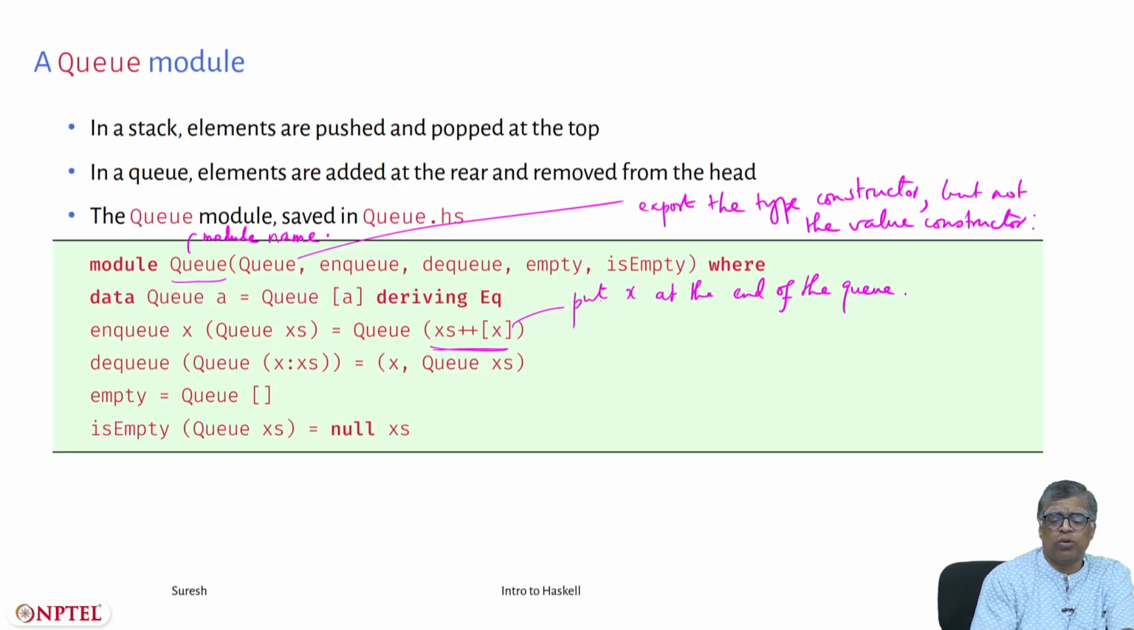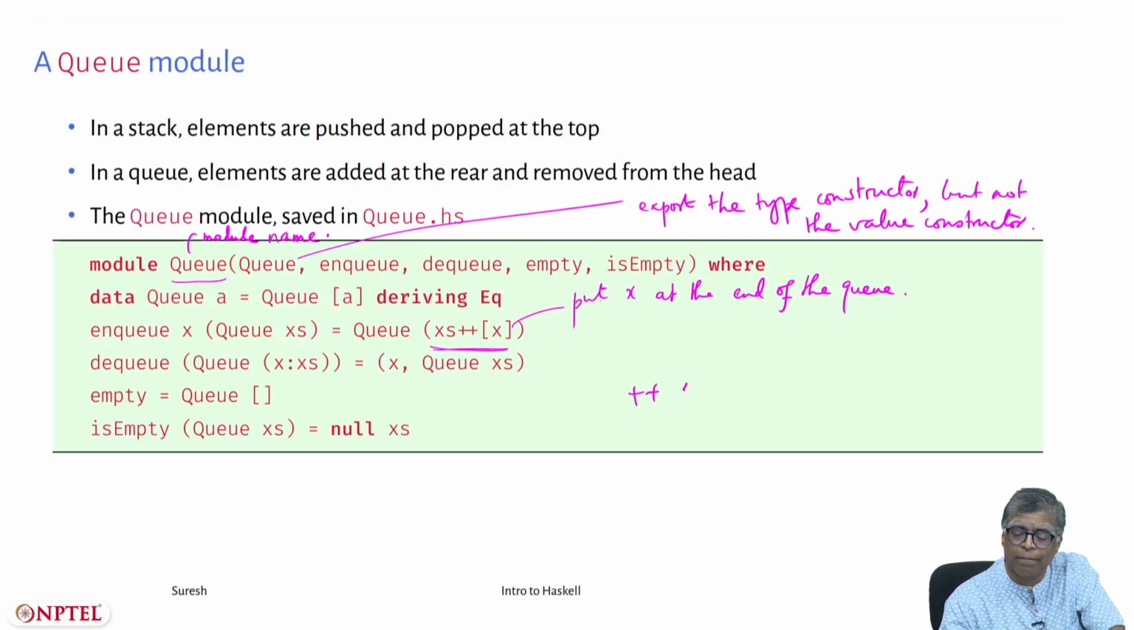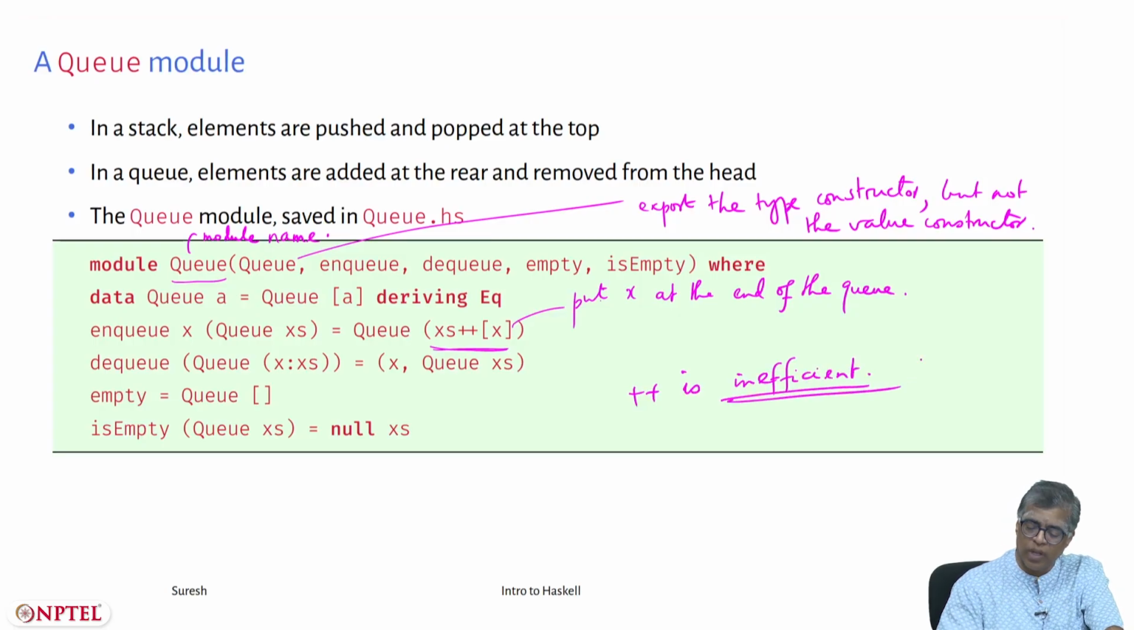Okay, fine. So now as usual, right? But what is the difference between a stack and a queue? In a stack it was efficient, in a queue it is inefficient, because you are doing plus plus. Plus plus is not constant time. You have to pay as much time as is the length of the list x's.